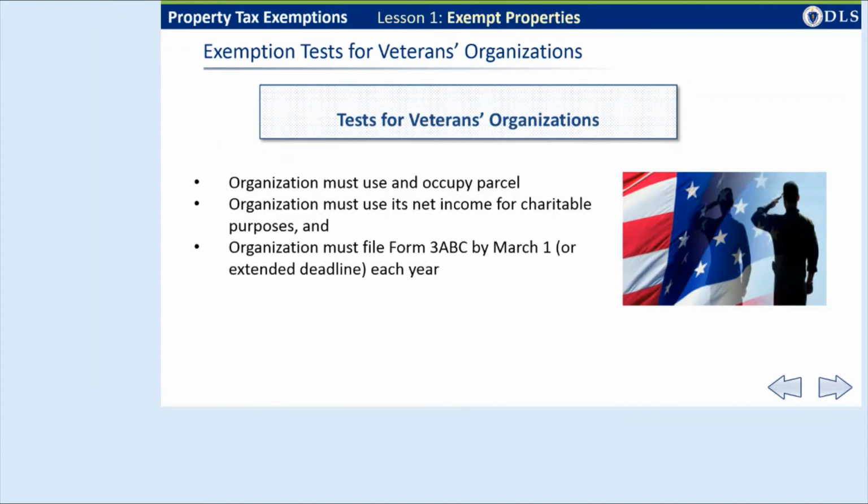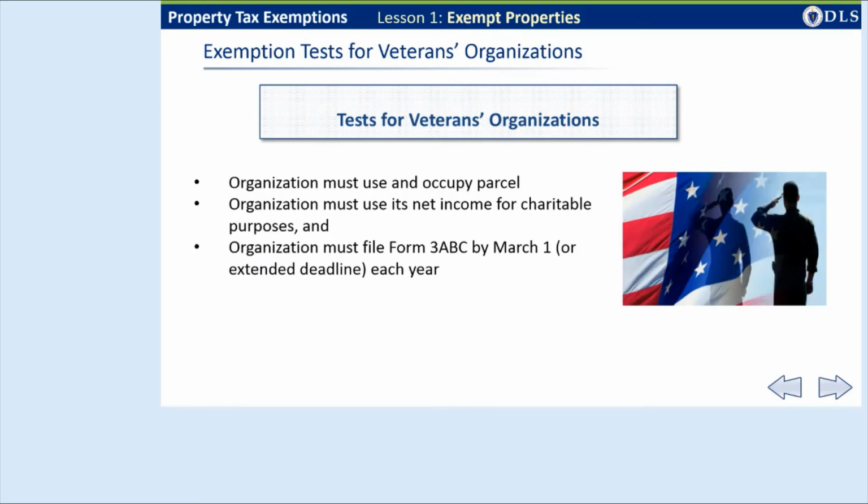To qualify for the exemption in effect in the city or town, the veterans organization must actually occupy and use the property and must devote its net income from its property for charitable purposes. In addition, it must file an annual return of property held for charitable purposes, Form 3ABC, if it owns property in your city or town on January 1st and claims exemption for that property for the fiscal year beginning on the next July 1st. The return is due the same day as returns from charitable organizations, that is, March 1st, or the date of any extension you grant.